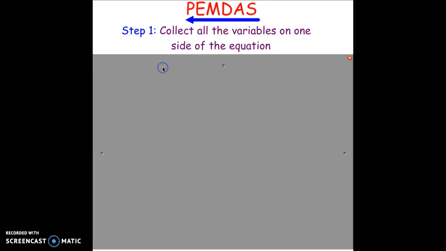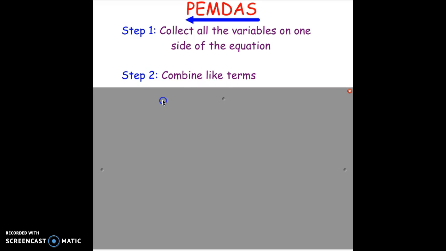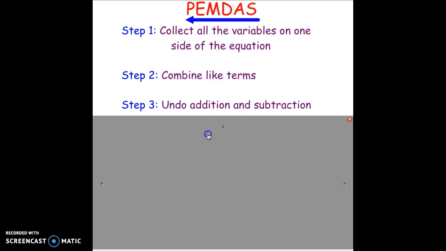So we want to do Sally, Aunt, Dear, My, Excuse, Please, or SADMEP, which means your first step is to collect all your variables on one side of the equation. Secondly, combine any like terms. Remember, like terms are where you have x's with a couple things, or if you have numbers by themselves with a couple things. They need to be on the same side of the equal sign before you can combine them.